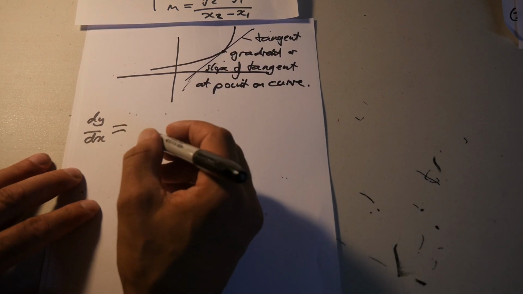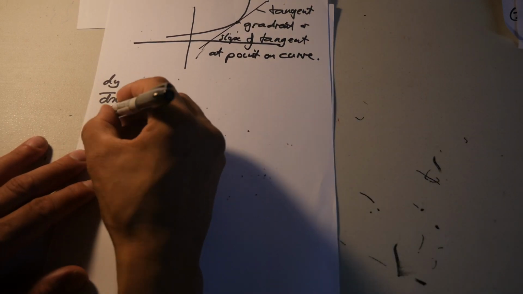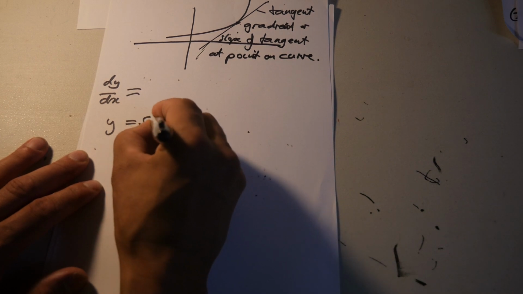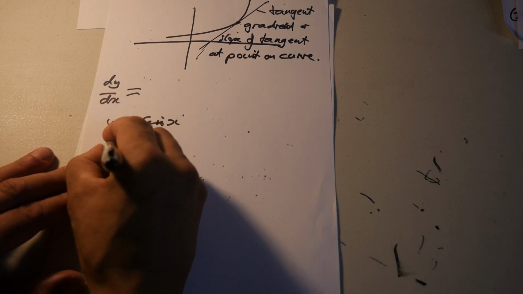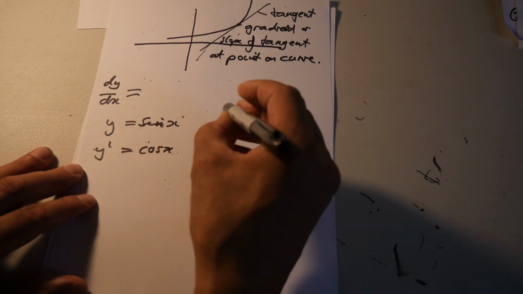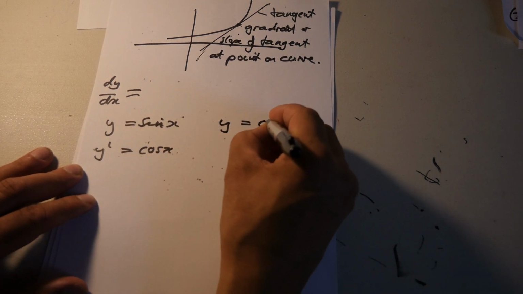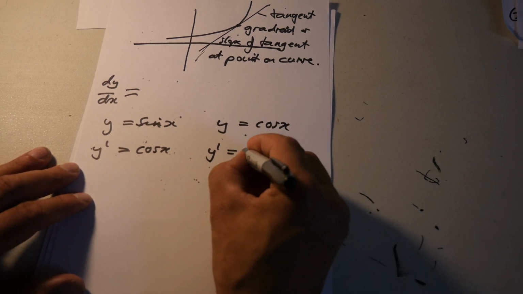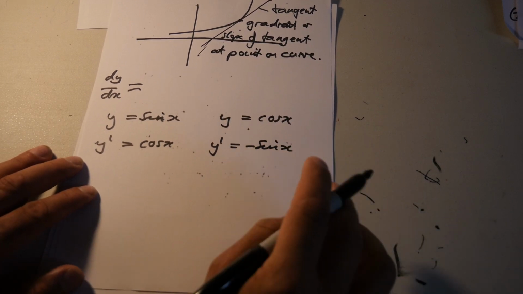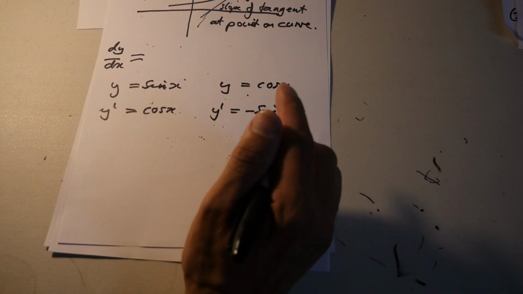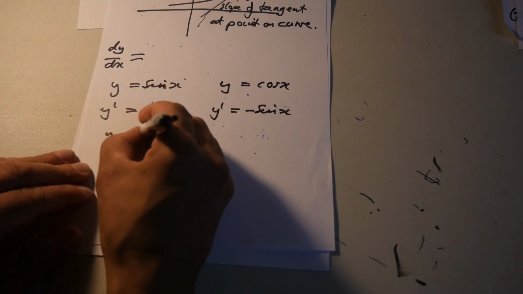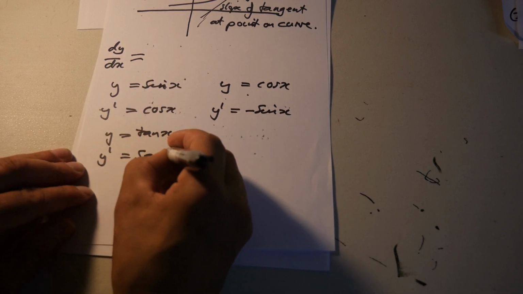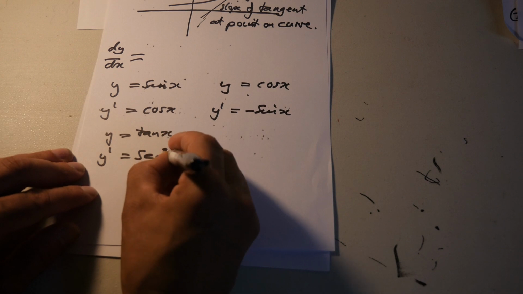So, other derivatives. The derivative of sine x: y dash equals cos x. And if y equals cos x, the derivative of that equals minus sine x. I think if y equals tan x, the derivative is equal to secant squared x, I think.